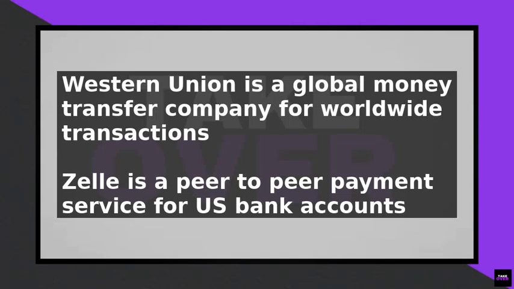To transfer money from Western Union to Zelle, start by understanding the basics of both services. Western Union is a global money transfer company that allows you to send and receive money across the world, while Zelle is a peer-to-peer payment service that enables fast and easy money transfers between U.S. bank accounts. First, you need to have a Western Union account and a Zelle account.